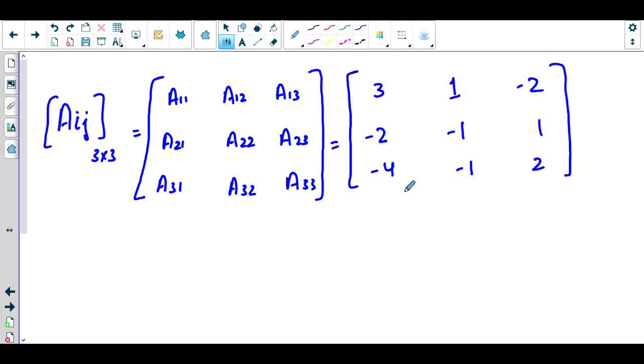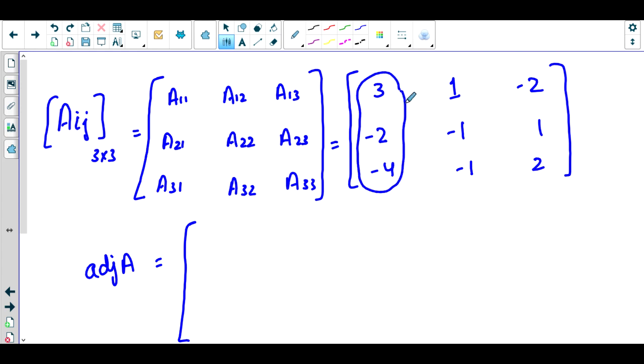Now to find adjoint, we have to replace rows with columns and columns with rows. Now adjoint of A, take the first column and make it the row. This is column, right? This is column, and make it a row. So it will be 3, minus 2, minus 4.